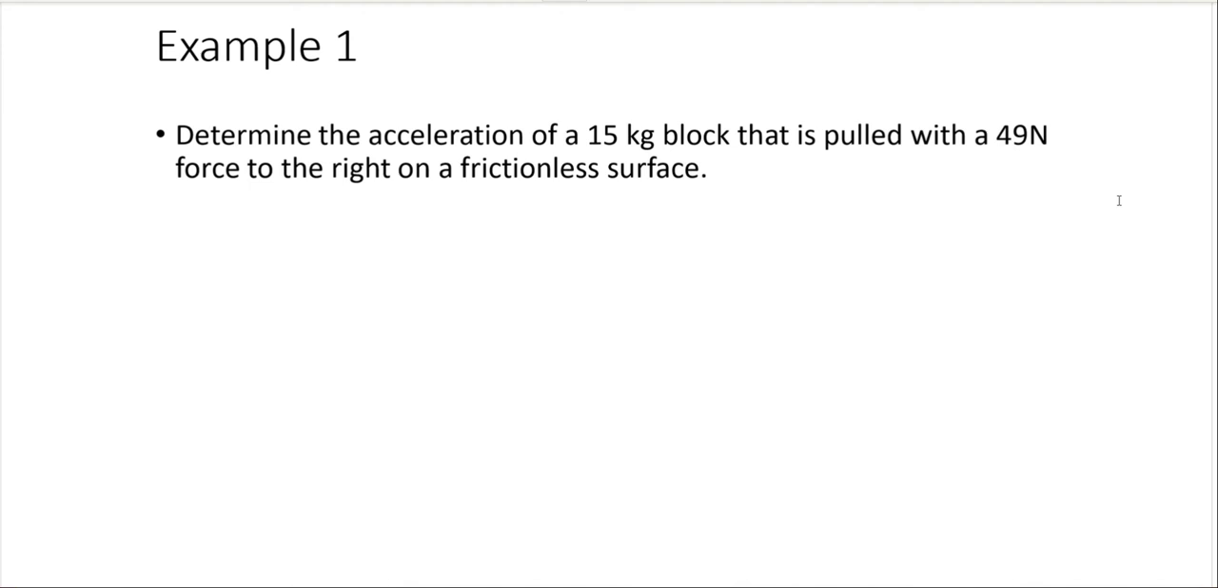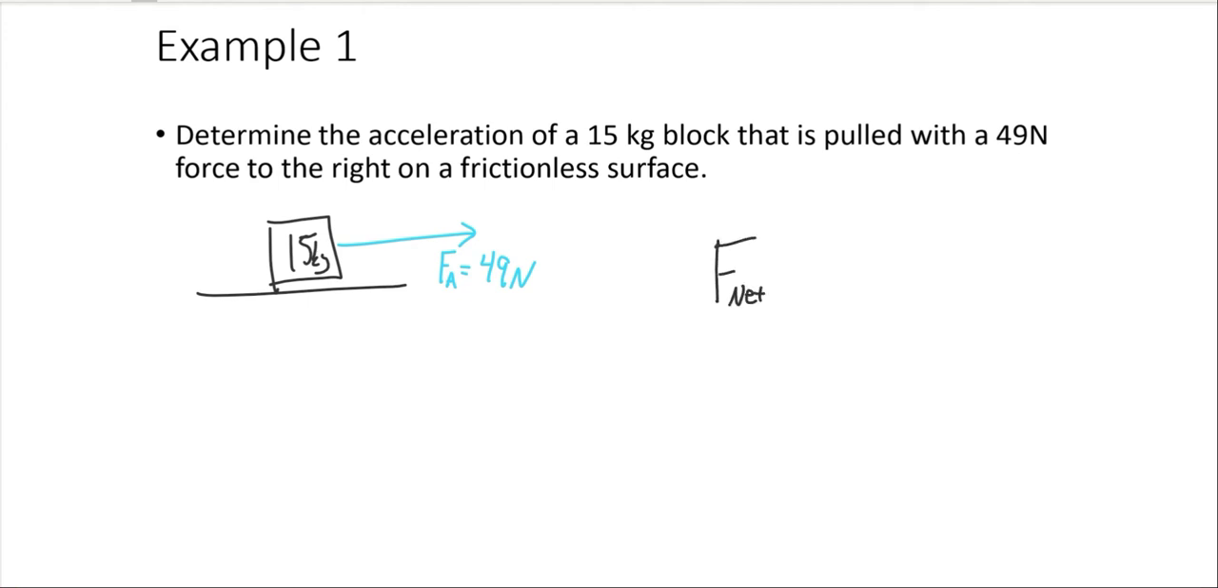Well, this one starts pretty usually. Box, it's 15 kilograms, and it's being pulled to the right with 49 newtons. Finding the acceleration here shouldn't be too hard because looking at the net force, there's only one force applied on this, the applied force. There's no friction to resist it or anything.